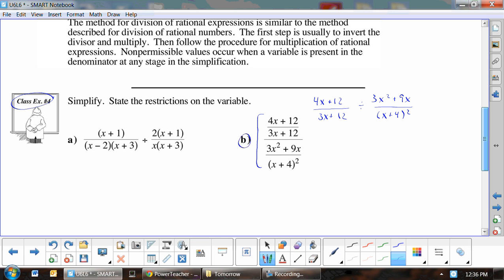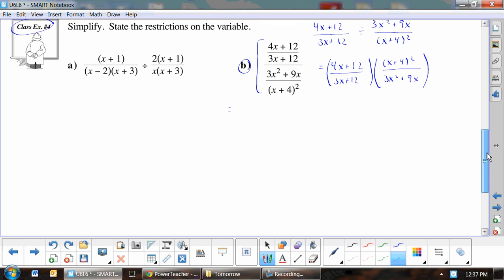Okay, so what's our very first step when we are dividing two rational expressions? Even before that. Perfect. We want to take that reciprocal, right? So we go 4x plus 12 over 3x plus 12, and then we multiply it by the reciprocal. Like that. Okay. Now this is when you would look for your GCFs and when you'd start trying to factor things.